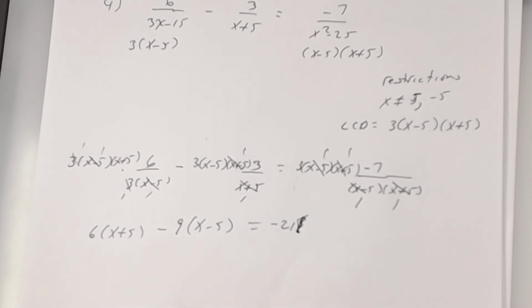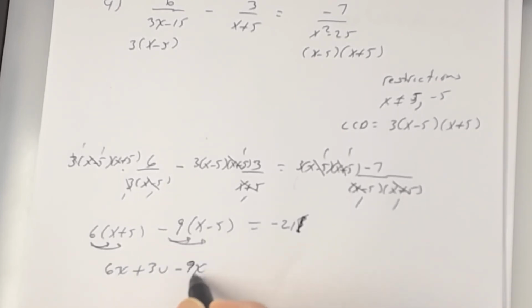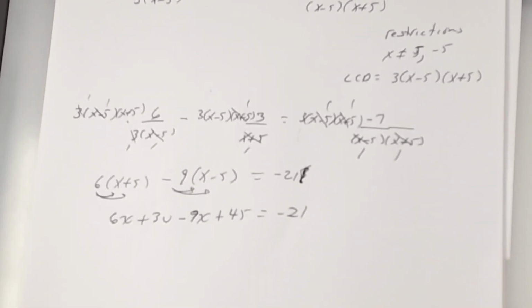So over here, to get rid of the parentheses, what property do you use? Distributive. So this one's easy. I'm going to distribute the 6. Here, distribute the 9 or negative 9? Negative 9. All right, so what's 6 times x? What's 6 times 5? Okay, what do I get over here? Minus 9x, and then what? Plus 45 equal a negative 21.